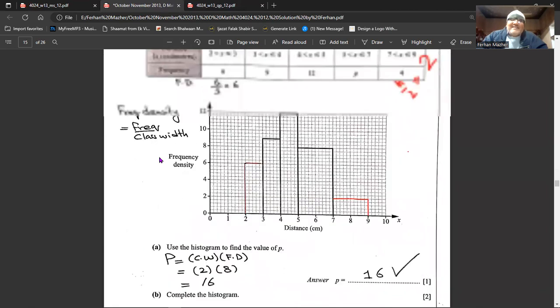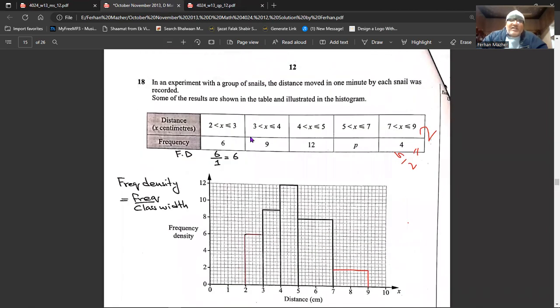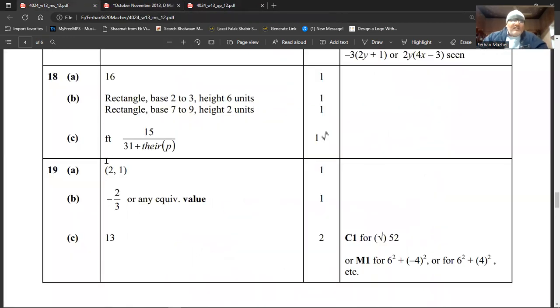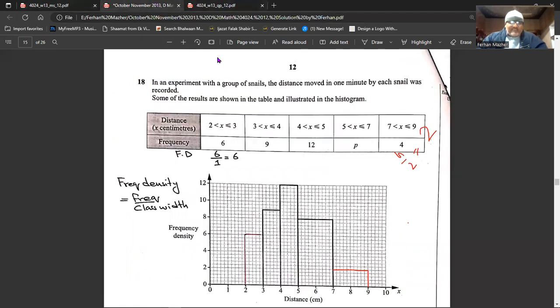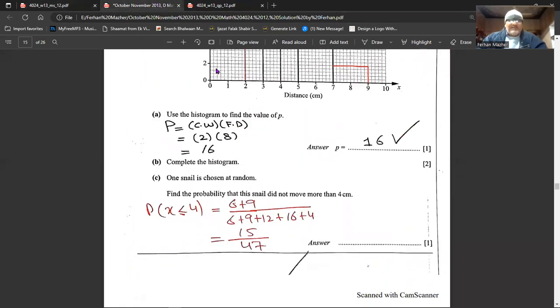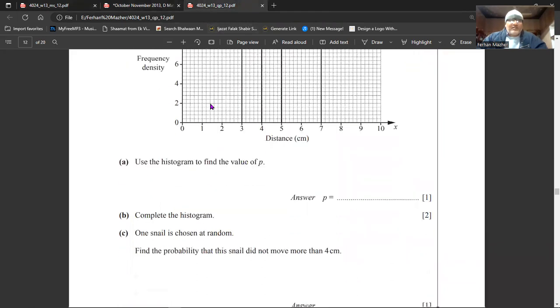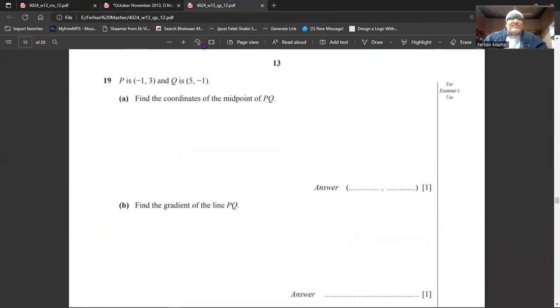How do I know less than 4? You see, less than 4 are 9 and 6, 15 total, and the total is 47. So our answers are right. Okay, so we are going to the next question.